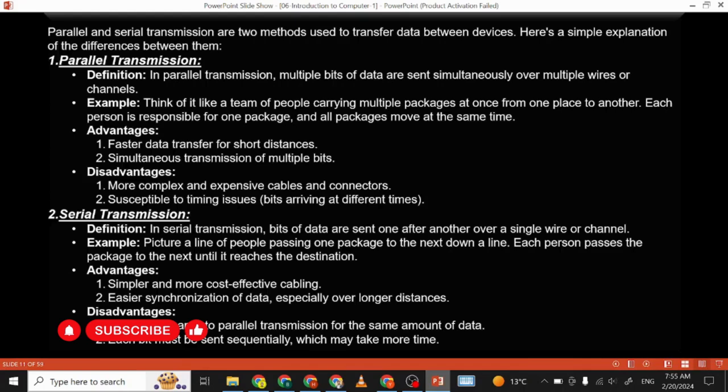Serial transmission. In serial transmission, bits of data are sent one after another over a single wire or channel, passed from one to the next until they reach the destination. Advantages: simpler and more cost-effective cabling, and easier synchronization of data, especially over longer distances. Disadvantages: slower compared to parallel transmission for the same amount of data. Each bit must be sent sequentially, which may take more time.